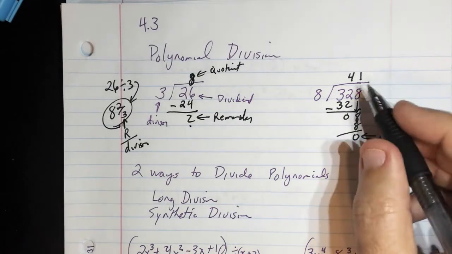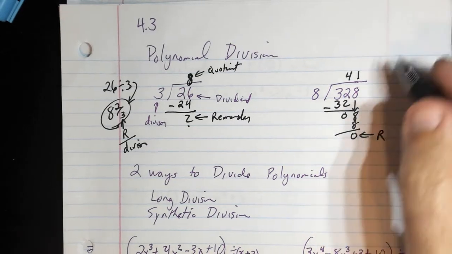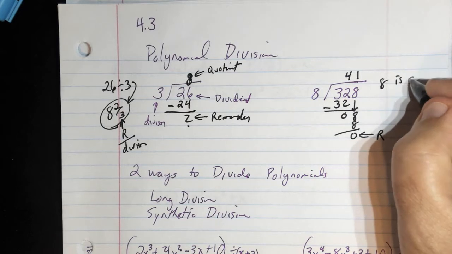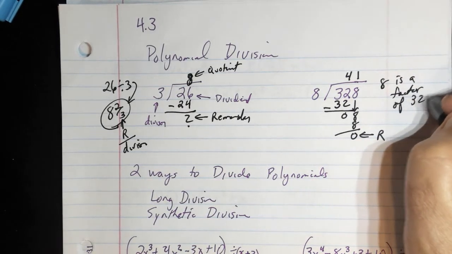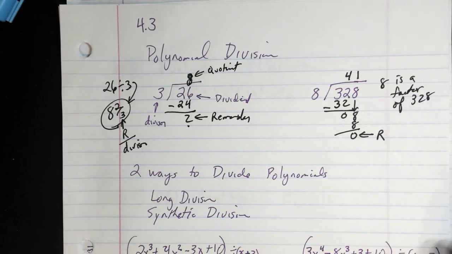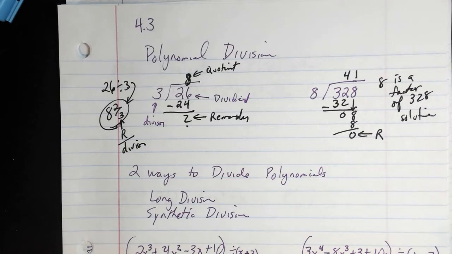Now, what does it mean when you get a remainder of 0? Well, that means 8 is a factor of 328, which means it's a solution to that division problem, because anytime you get a remainder of 0, you get a solution.